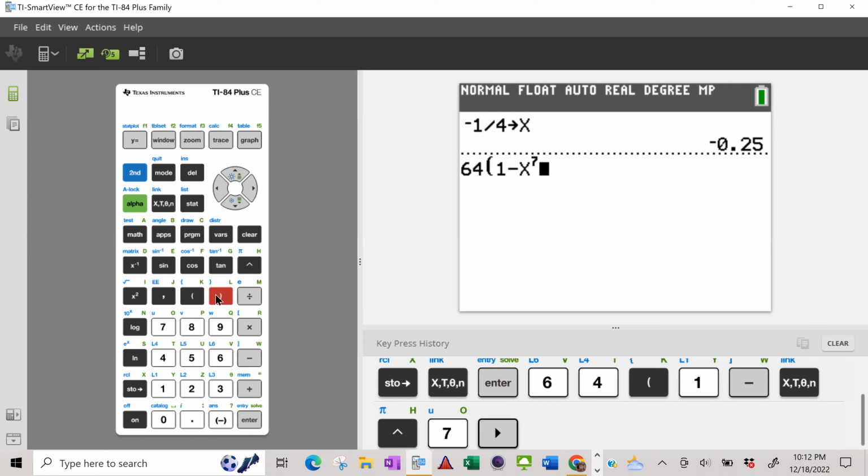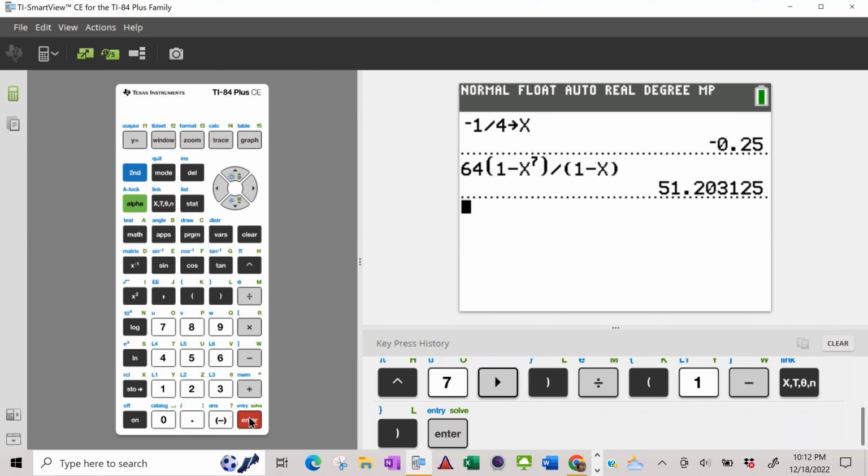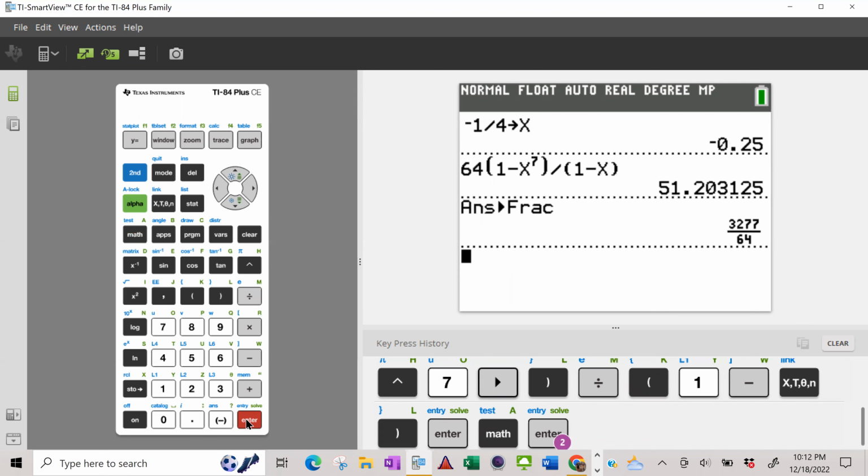That'll give me, when I finish filling this out, the sum of the first 7 terms over 1 minus X. But typically, I'll want that answer as a fraction. So you can hit the math key and then press enter twice. And there you go. 3277 divided by 64. Nice. 3277 over 64.